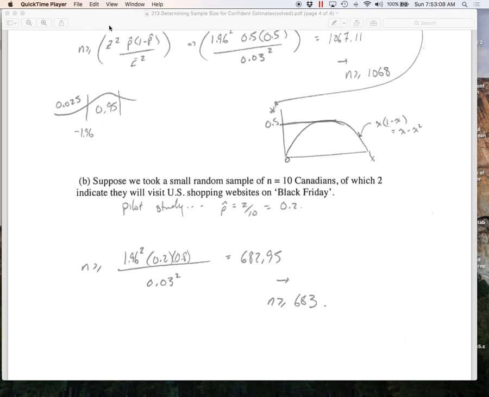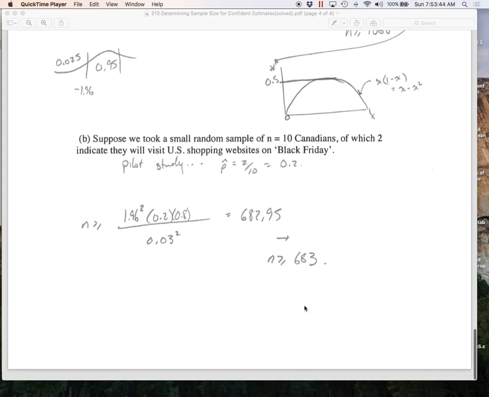Well, we still have the exact same z squared. We still have the exact same error squared. But here, instead of 0.5 times 1 minus 0.5, we've got 0.2 times 1 minus 0.2. As you can see, this actually greatly changes the sample size. We're not having the worst case scenario here. So when we calculate this, n should be at least 682.5. Again, 682 is not enough. 683 is the next value. So I need at least 683.